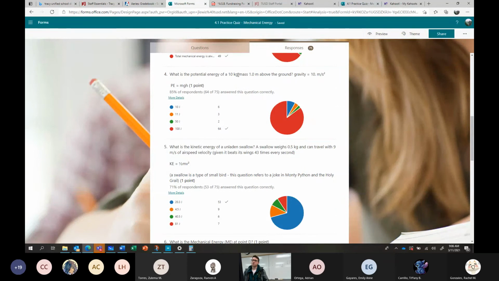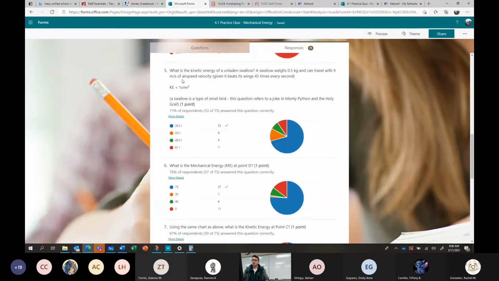What is the potential energy of a 10 kilogram mass that is 1 meter above the ground with gravity of 10? Well, potential energy is mass times gravity times height, so you just multiply these 3 numbers together. 10 times 10 is 100, times 1 is 100. 10 times 10 times 1.